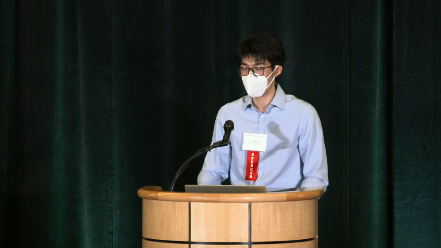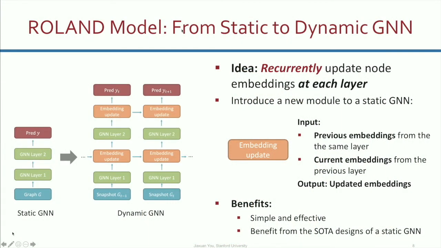Our solution here is based on a simple but really effective idea. Here, we want to recurrently update our node embeddings at each layer. To do so, we introduce a new module to a static GN. Here, we introduce a module called embedding update, whose inputs are the previous embeddings from the same layer computed from the previous snapshot, and current embeddings from the previous layer computed at the current snapshot. By combining these two inputs and making some neural net computation, we can output the updated node embeddings.